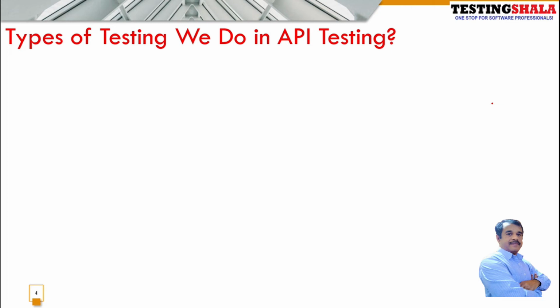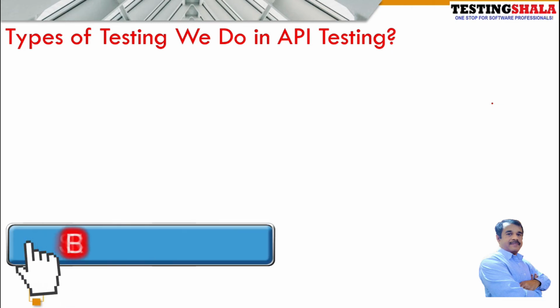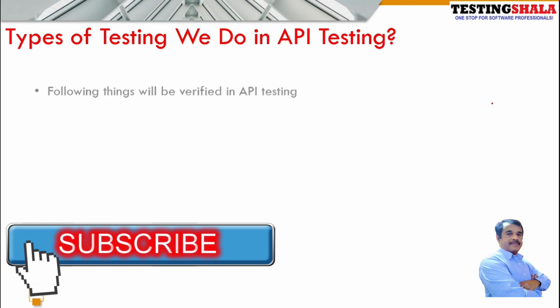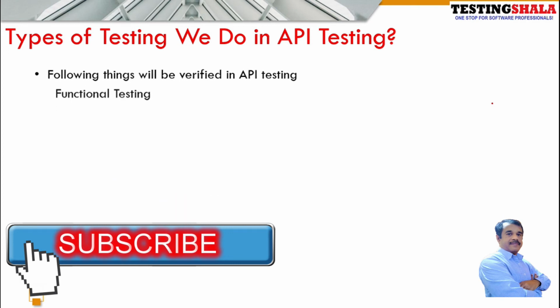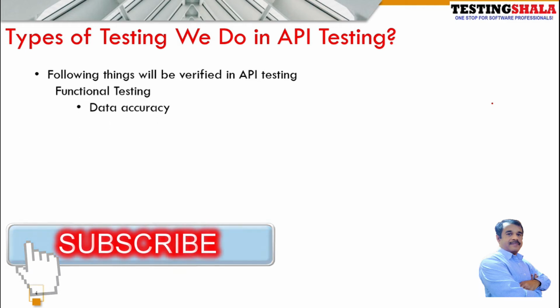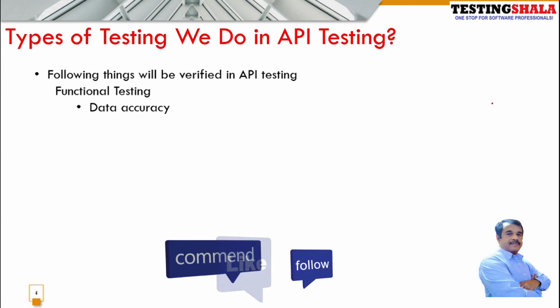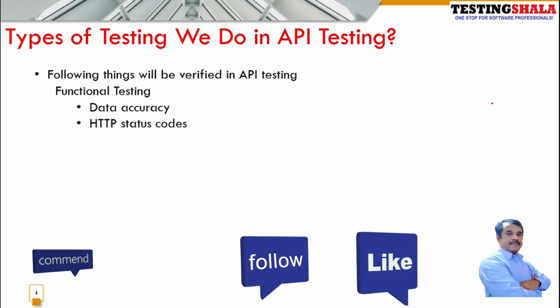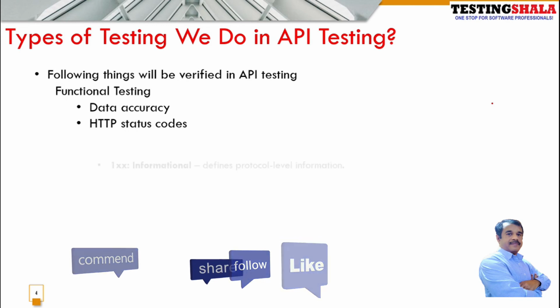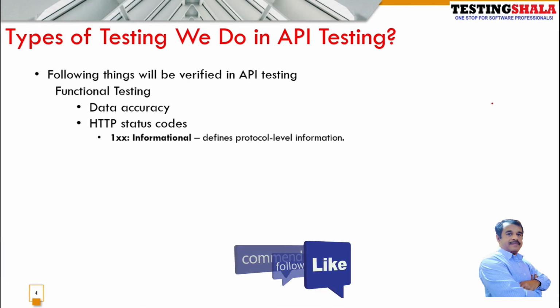Then we will try to understand the various types of testing we normally do for API testing. One of the different types is functional testing. Under functional testing, we will be validating all the data and accuracy coming from the requests and responses, and we will be testing all the status codes. There are various different status codes available.